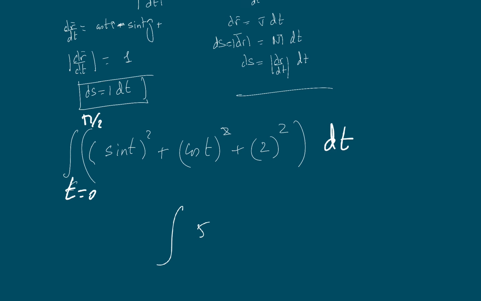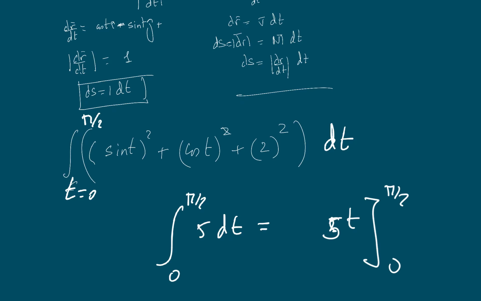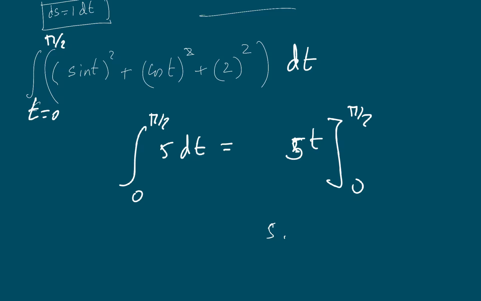So it's 5 times dt between 0 and pi divided by 2. So it's 5t between 0 and pi divided by 2. So it's 5 times pi divided by 2. So it's 5 pi divided by 2. And this is the result of the line integral. Let's go to the next one.